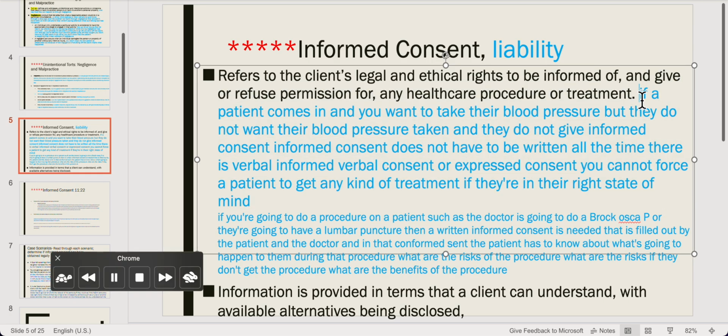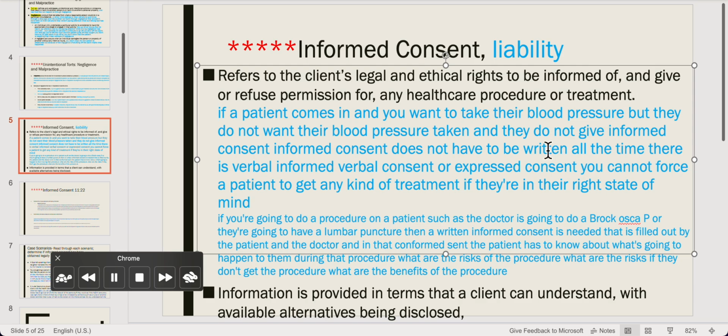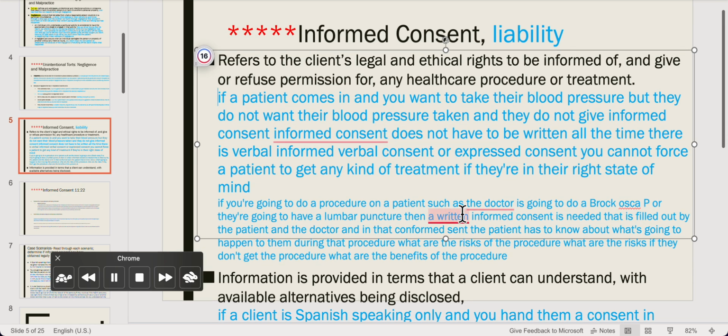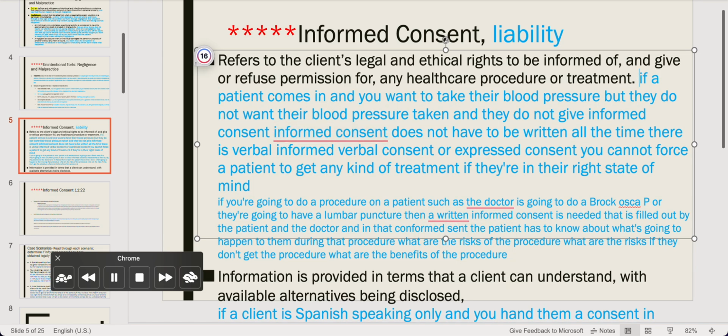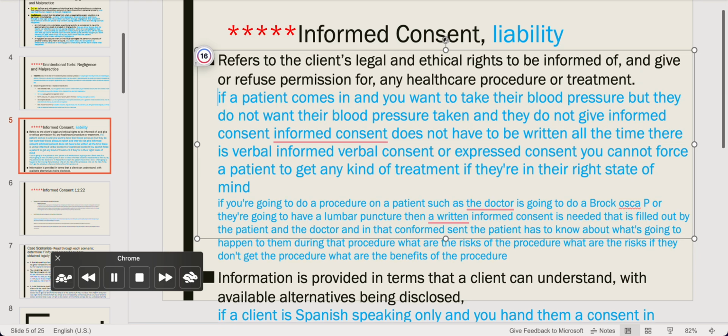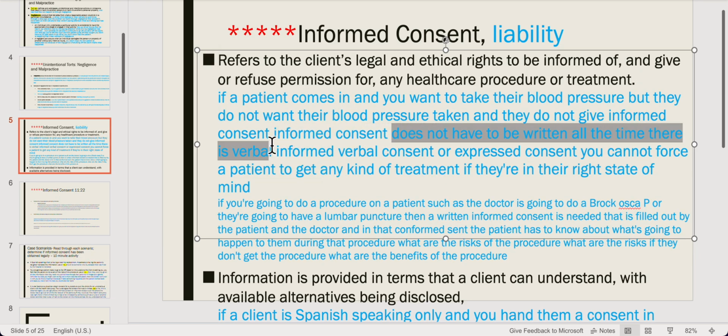If a patient comes in and you want to take their blood pressure but they do not want their blood pressure taken and they do not give informed consent, it does not have to be written all the time. There is verbal consent or expressed consent. You cannot force a patient to get any kind of treatment if they're in their right state of mind.